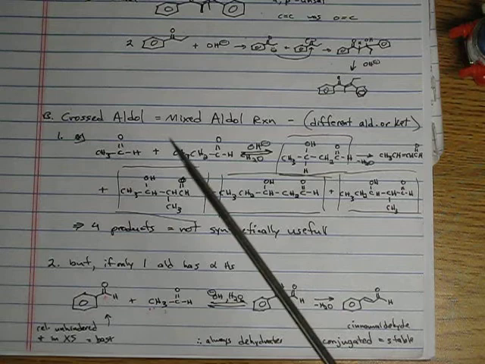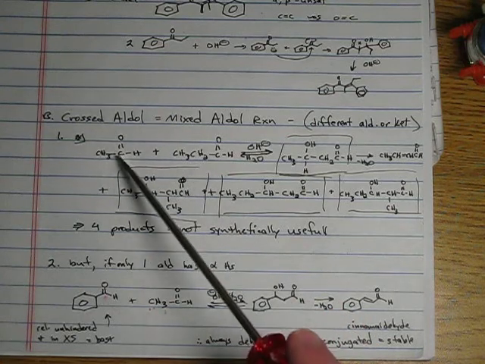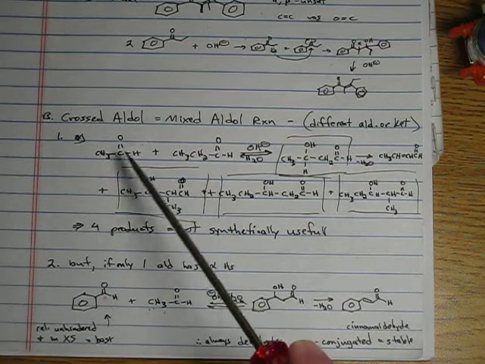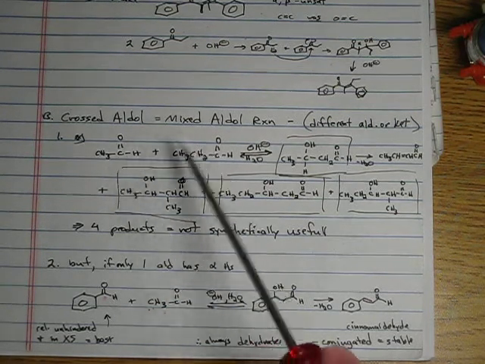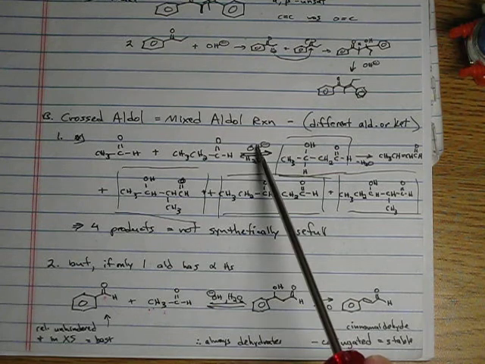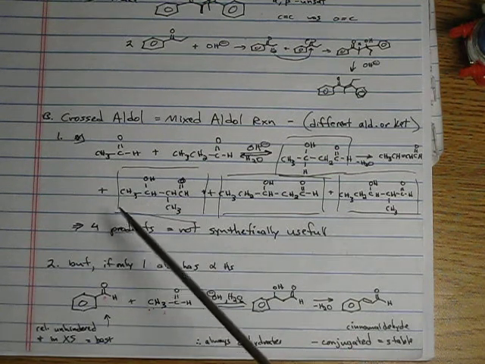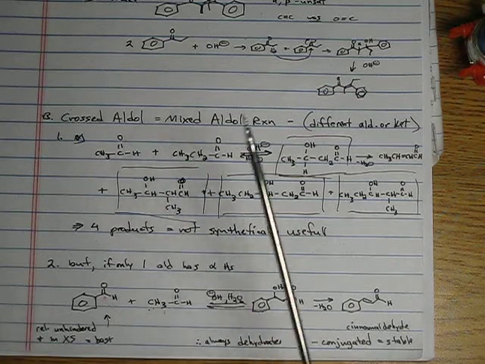Okay. What if we started with this? What if we mixed this aldehyde and this aldehyde over here? A different aldehyde, or two different ketones. And we threw in base. Well, what could happen? Well, one could imagine there are four possible reactions that could take place here.